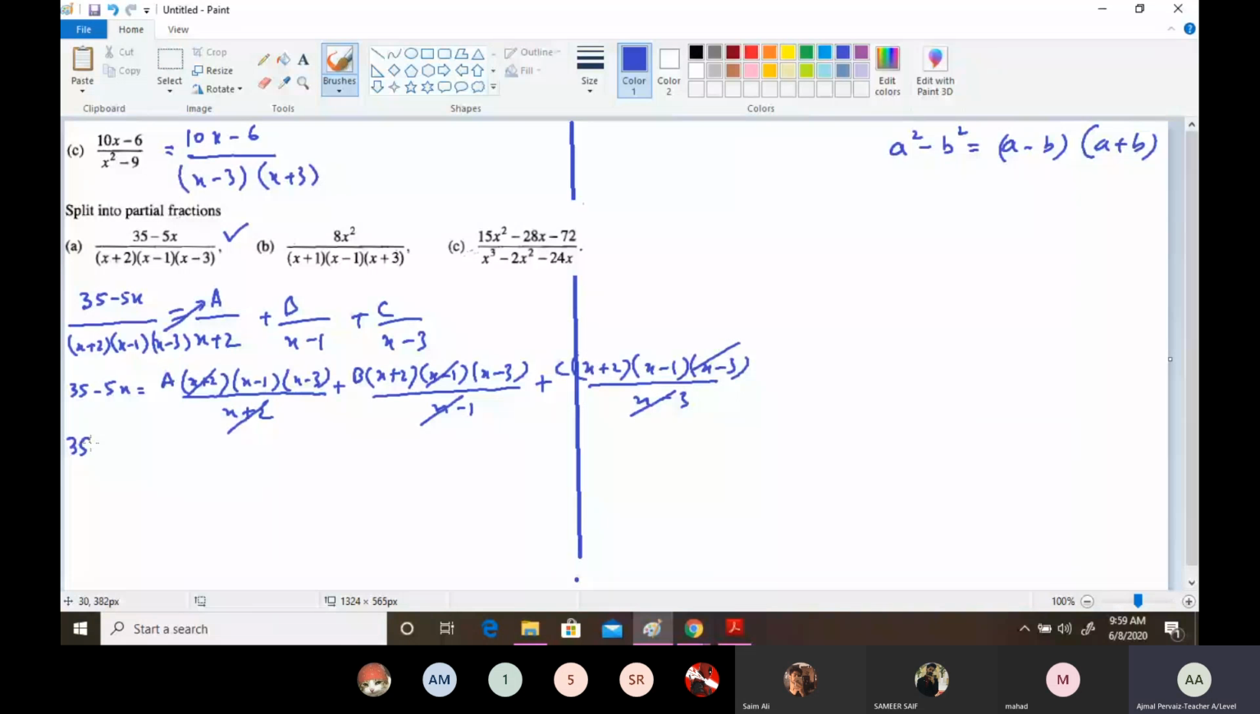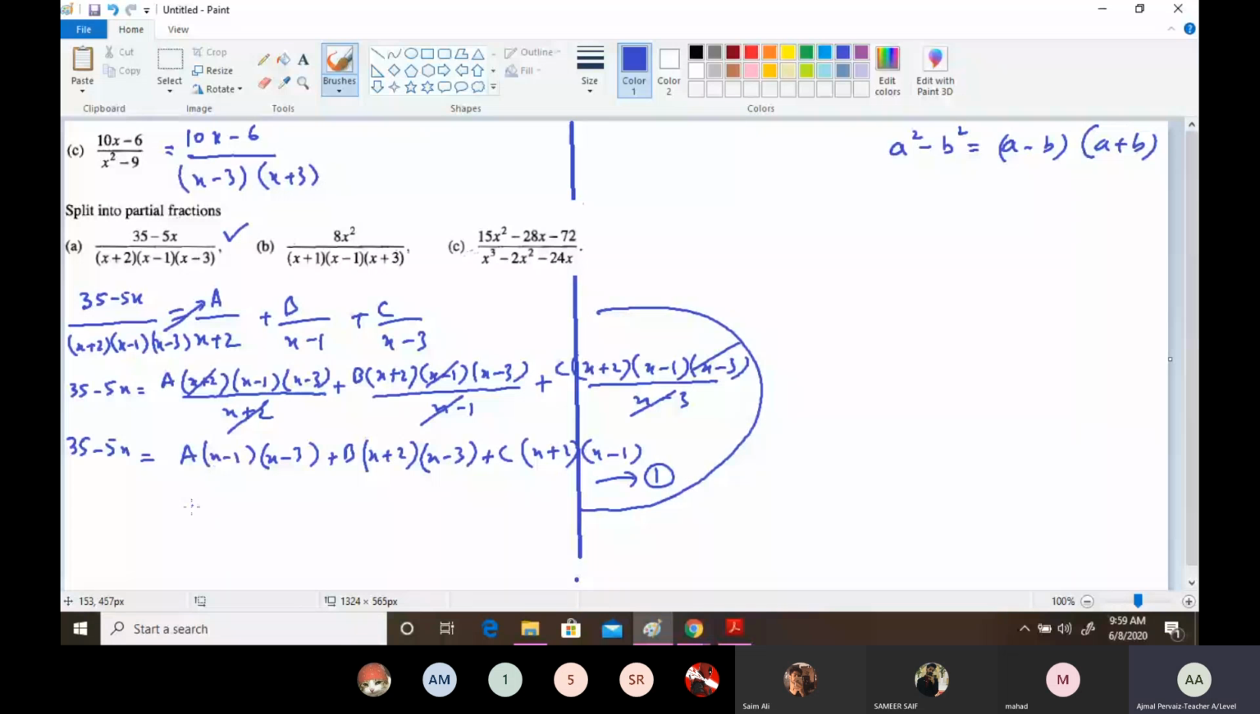So this is left with 35 minus 5x equals a times x minus 1 and x minus 3, b times x plus 2 and x minus 3, and c times x plus 2 and x minus 1. And let's say this is our equation number 1 now. Am I clear? Now we will make any two of them 0. Let's put x equals 1 to make this 0 and this 0.